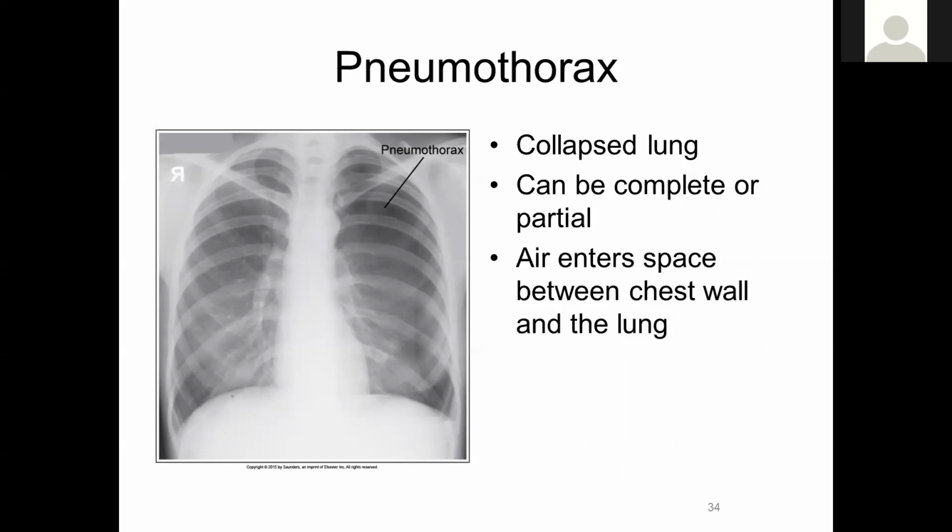When air gets into that pleural cavity, it disrupts that routine and it can collapse the lung. And so you will see the lung deflated. So medical personnel need to remove that air from the pleural cavity, and then the lung will inflate itself.